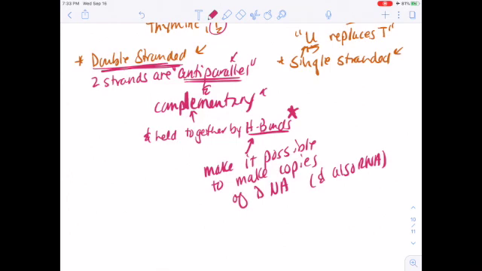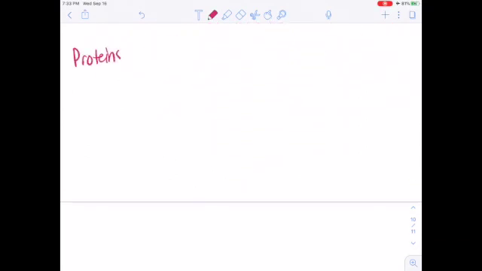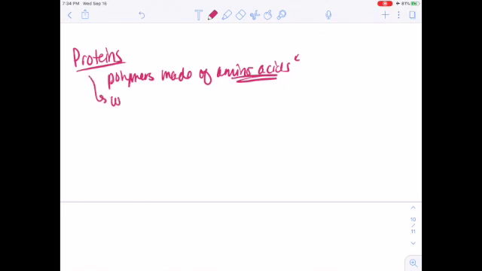That is nucleic acid. We're moving on to another favorite, proteins. Proteins are polymers made of amino acids. But before we get into the structure of the amino acid, I want to talk about the functions of a protein. Proteins are the workhorses of the cell.